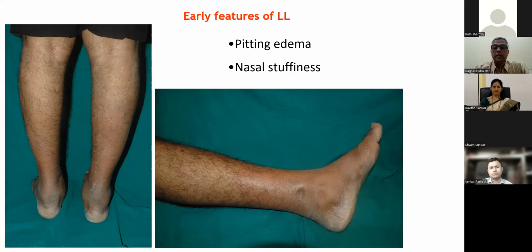So this patient is a patient of lepromatous leprosy, and lepromatous leprosy patients can present initially with bilateral pitting pedal edema or nasal stuffiness or sometimes hemoptysis. So these are considered to be the early manifestations of lepromatous leprosy, one should remember.